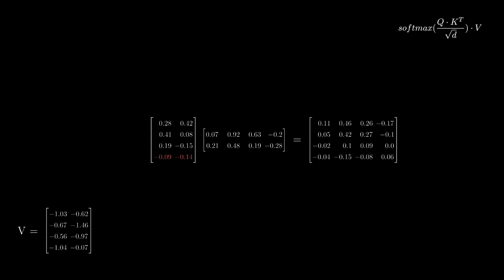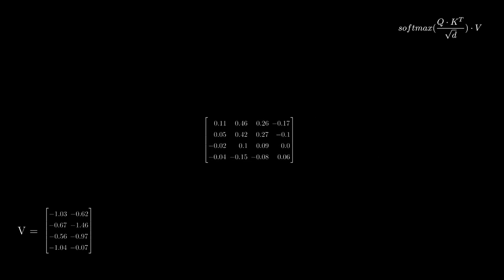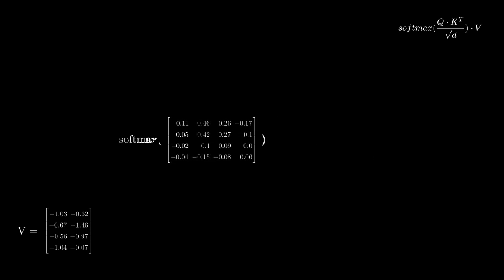This is mainly done for having a more stable training. Next we apply the softmax function. In our case we apply it over the rows because we want to normalize the values for how much one individual pixel attends to all others. You can interpret these values now as to how much a pixel will attend to some other pixel.